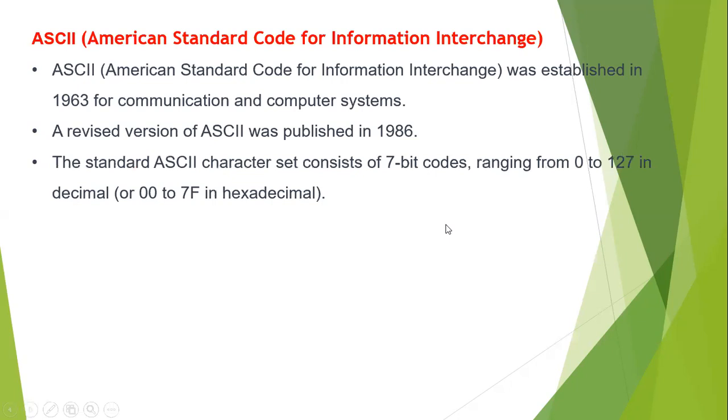The standard ASCII character set consists of a 7-bit code, ranging from 0 to 127 in decimal or 00 to 7F in hexadecimal. Basically, initially our character set was 4 bits, which was called a nibble. But later on they introduced 7-bit codes, like 0 0 1 0 1 0. So this is a 7-bit code. Whatever character we use, it takes 7 bits. That is called a byte. So 2 power 7 means 128 different characters can be used by the computer.